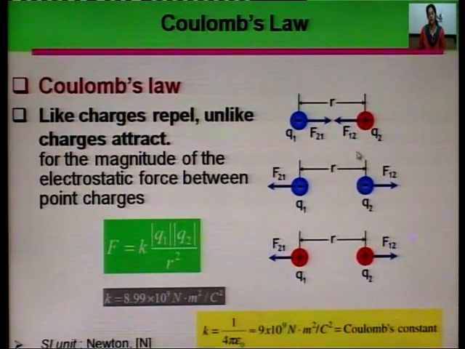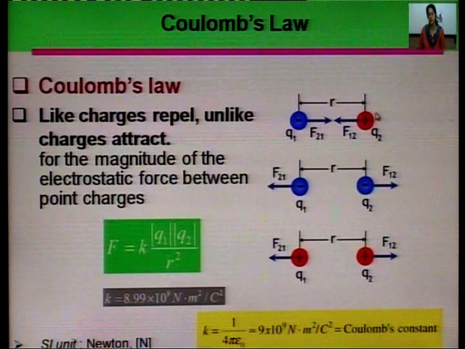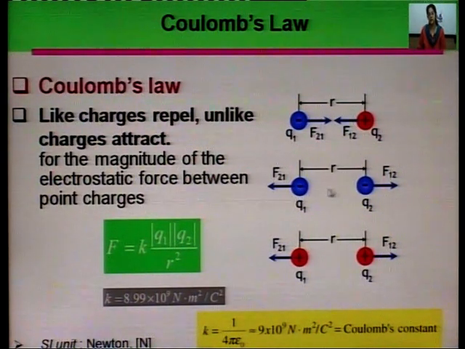In this figure, these two are opposite charges, a negative charge and a positive charge. In these two cases we have similar charges, both negative here and both positive here. So here the nature of the force will be repulsive in these two cases, and here the force will be attractive.